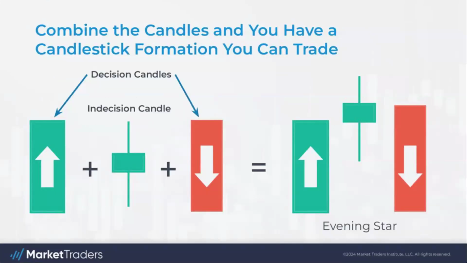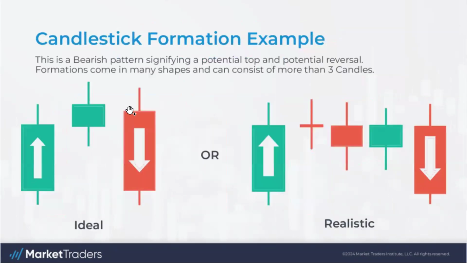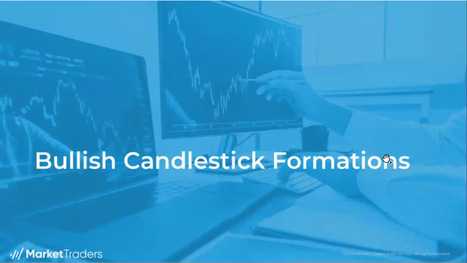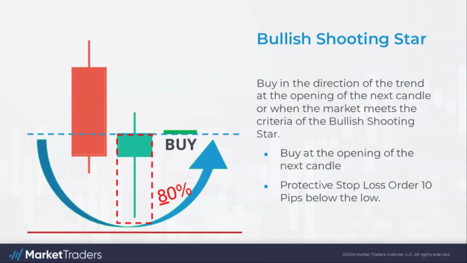So we're talking about combining the candlesticks. We've talked about this on the last slide. So I will say this is the ideal situation. This is the realistic situation. So there are 5 candlestick formations that occur most in the market. And for bullish, one is a bullish shooting star.